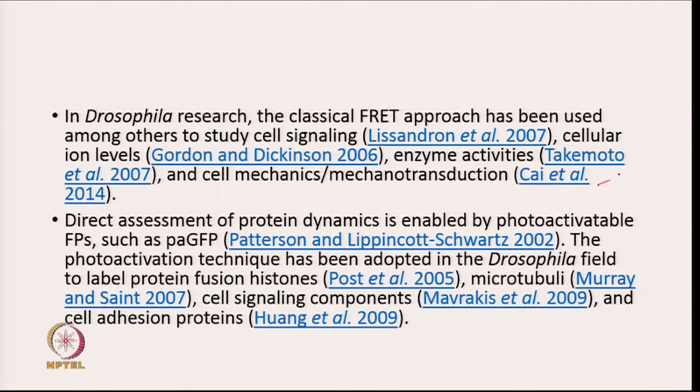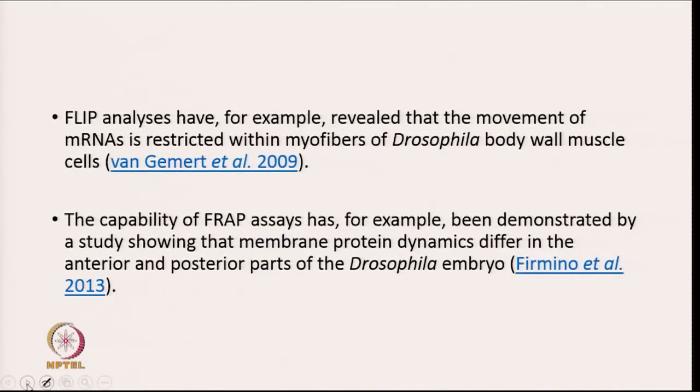Direct assessment of protein dynamics is enabled by GFP. The photoactivation techniques have been adopted to look at protein fusion histones, microtubules, cell signaling components, and cell adhesion proteins. FLIP analysis has revealed that movement of messenger RNAs is restricted within myofibers of Drosophila body wall muscle cells. Similarly, the capability of FRAP assays has been demonstrated by a study showing that membrane protein dynamics differ in the anterior and posterior parts of the Drosophila embryo. So there are several different kinds of applications using FLIP and FRAP in the literature, and one of the major uses of these two techniques is to look at the movement.